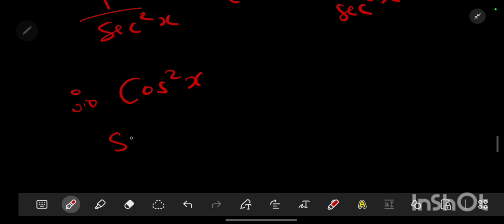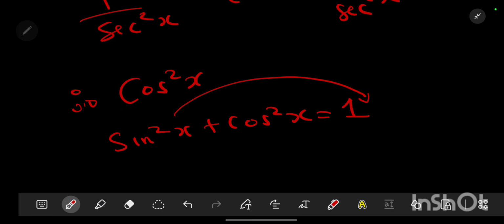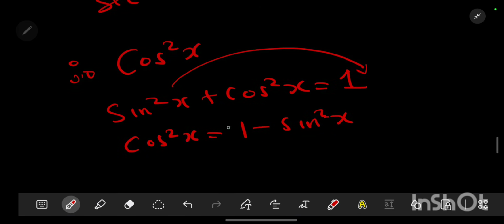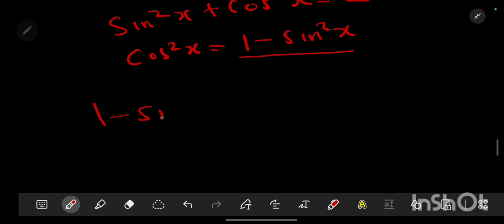Knowing fully well that the sine squared x plus the cos squared x is equal to 1, when this goes there, cos squared x is equal to 1 minus the sine squared x. Now from here, what you can do is this. Already wherever you see cos squared x, you put this. So it will be 1 minus the sine squared x like that.